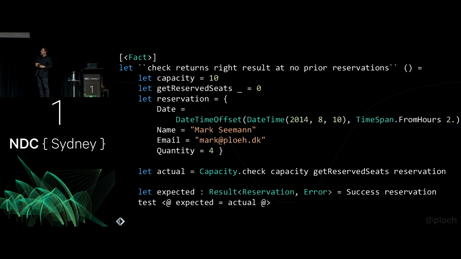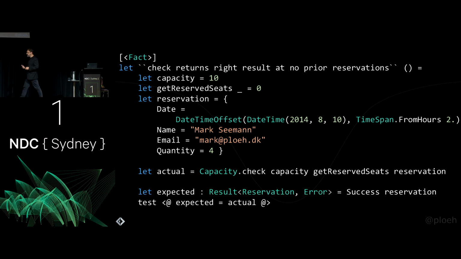And then, on the third to last line there, it says let actual equal capacity check, capacity get reserved seat reservation. I'm taking those 3 arguments that I set up in the arrange phase and just passing them as arguments. I'm getting an actual result back. I can now declare what I expect and compare those 2 things to each other. And this test will either pass or fail. That was easy. So you might wonder now, is it coincidental that this was easy to test?